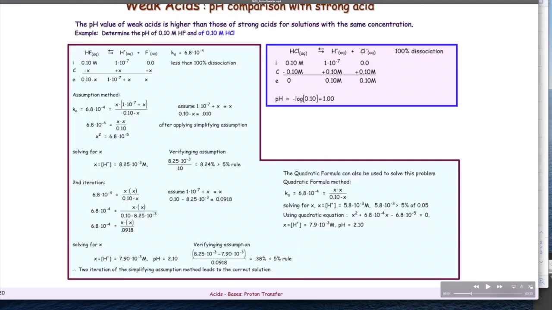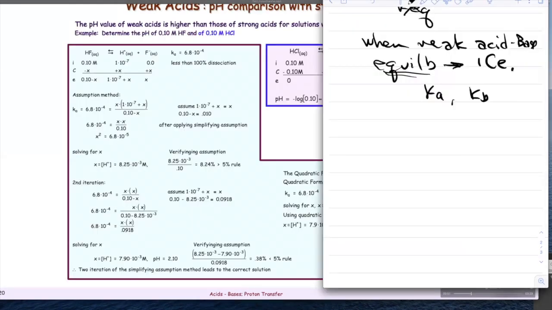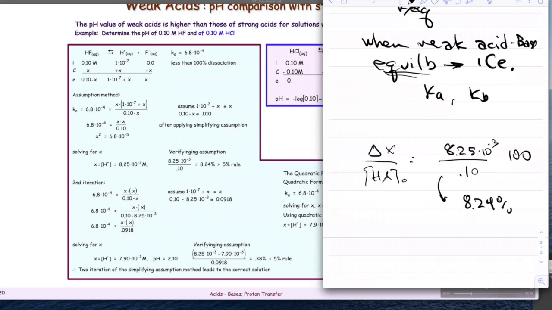Here you can see that to verify the assumption, you have to look at delta X over the initial concentration of your acid. So delta is how much X is, and that's 8.25 times 10 to the minus 3. And our initial concentration of our acid was 0.10. And so if you multiply that by 100 and we work out that math, that actually comes out to 8.24%. So that's bigger than 5%, so we have to do a second iteration.